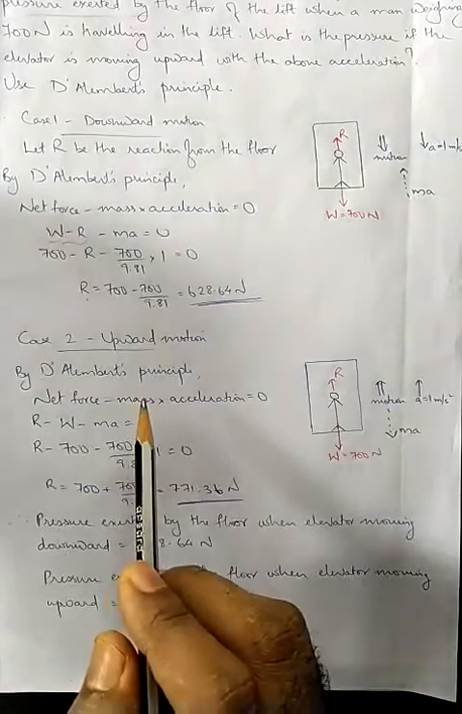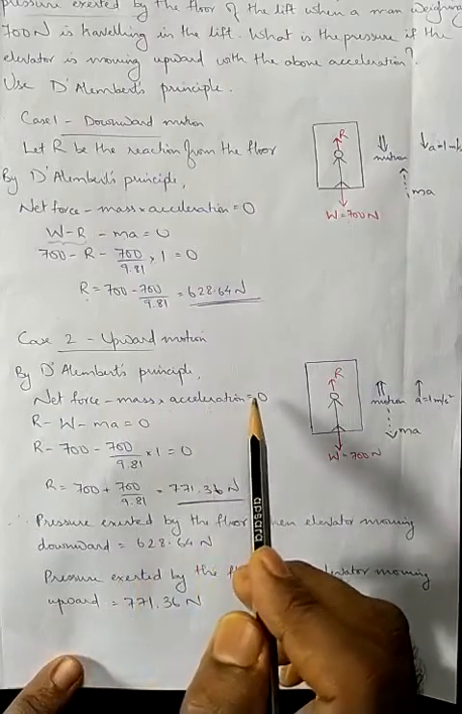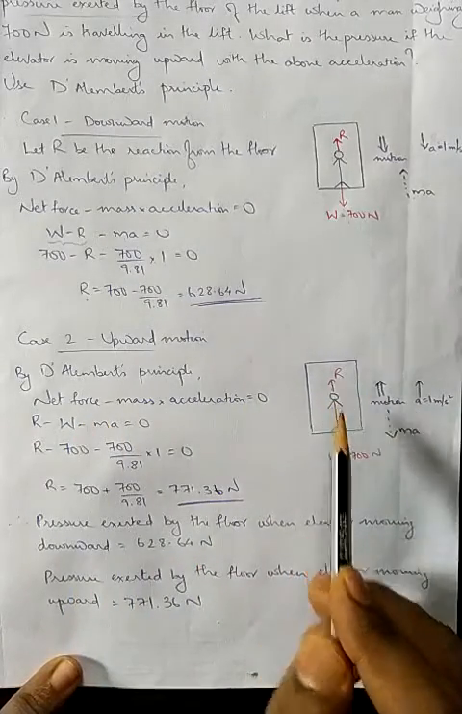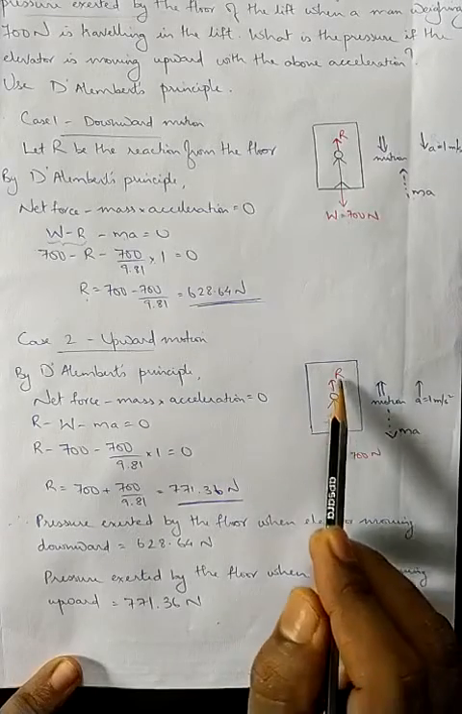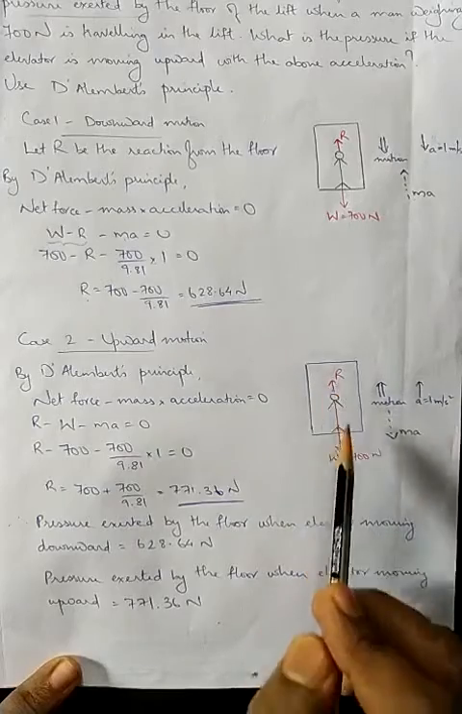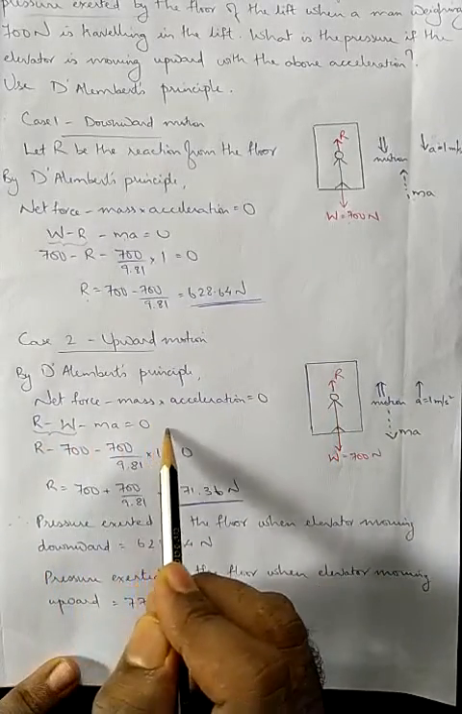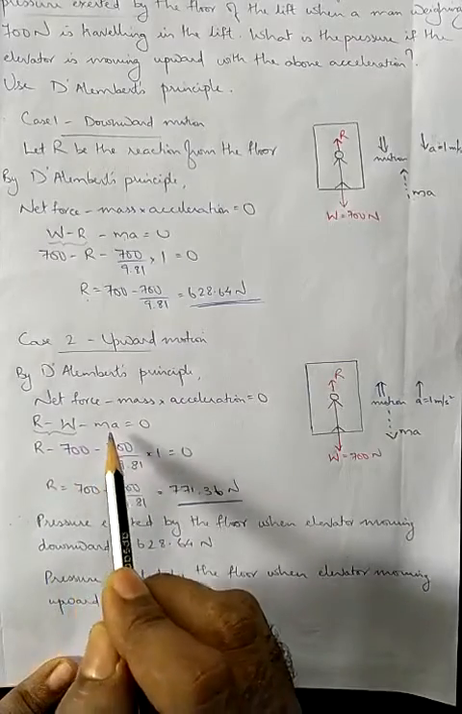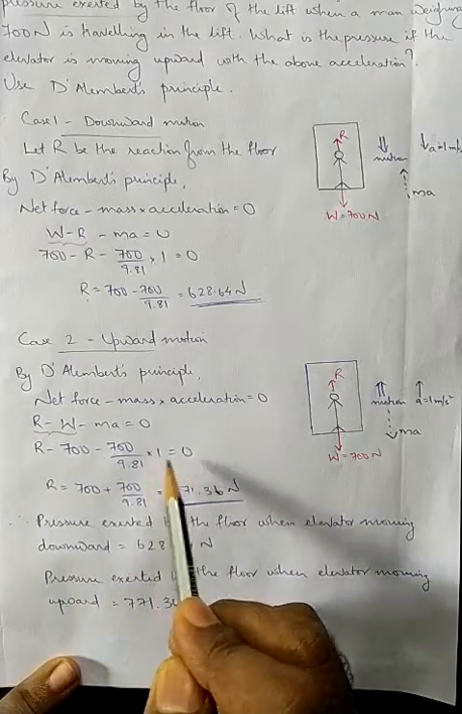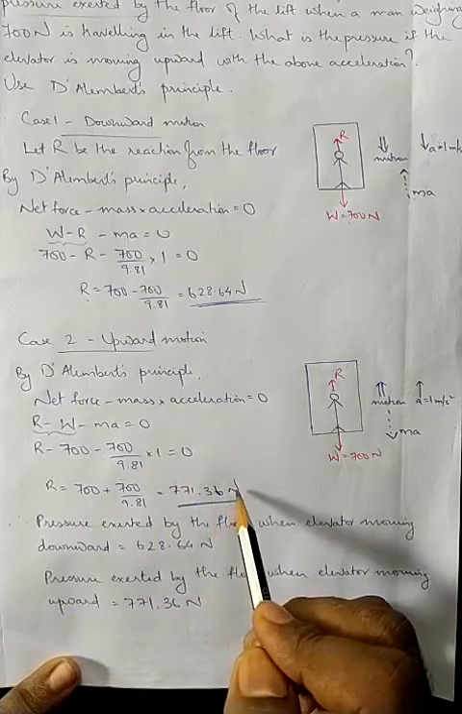Now by D'Alembert's principle, it is net force minus mass into acceleration equal to 0. What is the net force in the direction of motion? It is R minus W. In the direction of motion, R is positive and W is negative. So R minus W minus MA equal to 0. So R minus 700 minus, what is M? It is 700 divided by 9.81 into acceleration 1, equal to 0. So you will be getting R equal to 771.36 Newton.